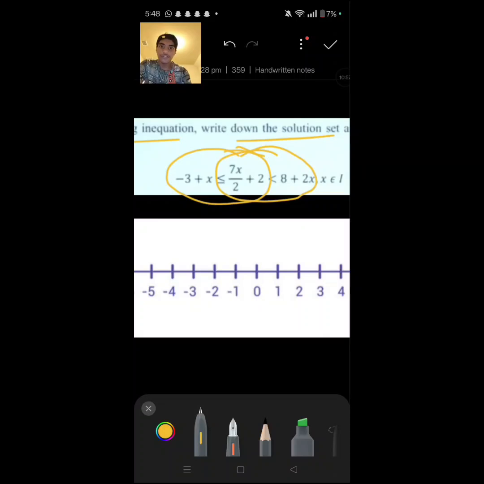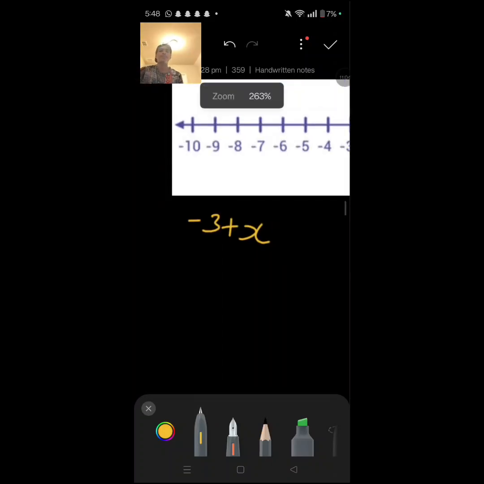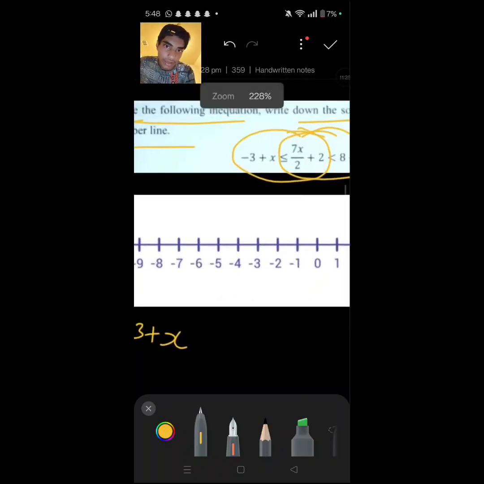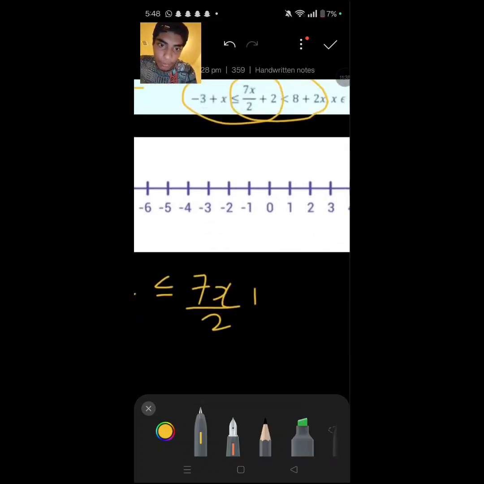So first, let us solve the first part of the inequation. Negative 3 plus x. See, ultimately, why are we separating it into two parts? Because you have to have a starting point and an ending point, usually in your board questions, right? If you don't have that also, it's fine because you have to then go and shade that arrow and all, you can do that. But usually in the boards, you have a starting point of the inequation and an ending point of the inequation. So to solve the first part, negative 3 plus x is less than or equal to 7x divided by 2 plus 2.